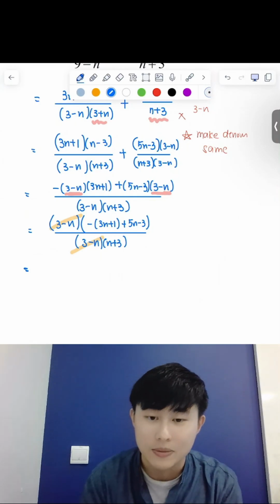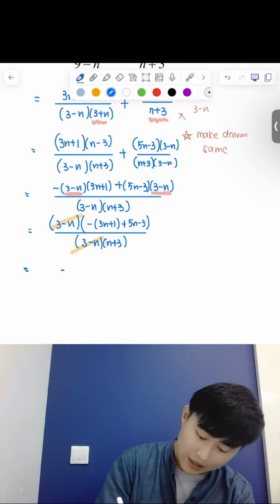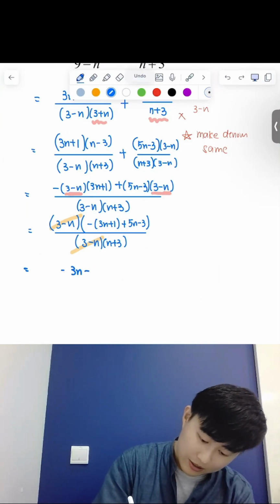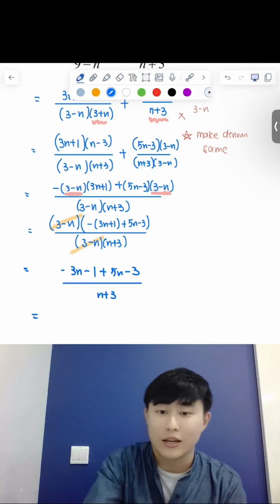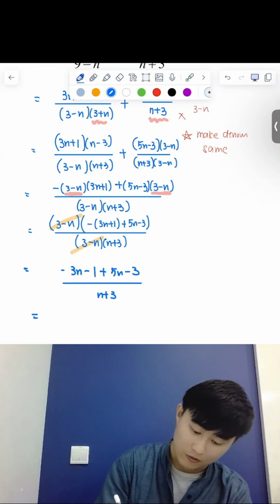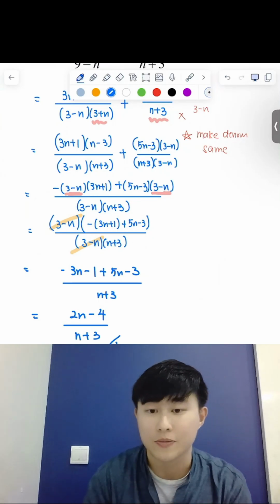It's not a square minus b square. He's asking for cross factorization. Yeah. So it's minus 3n minus 1 plus 5n minus 3, right? We're going to end up with this. And then from here you just simplify it. This will give you 2n minus 4 over n plus 3. This is the final answer.